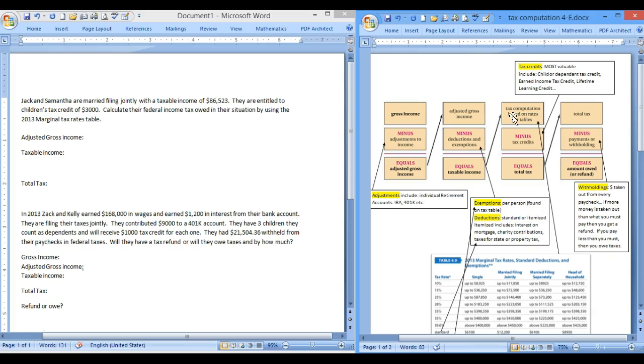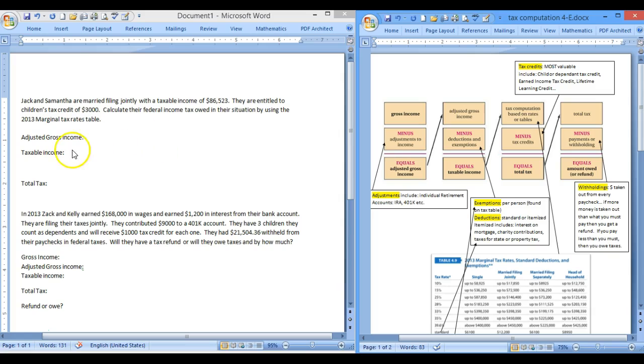So we're going to jump straight into the table. And then after that, we'll subtract the tax credits. There's lots of different tax credits. The most common is the child or dependent tax credit. And this one, they have that, and we'll subtract that after we calculate their tax.